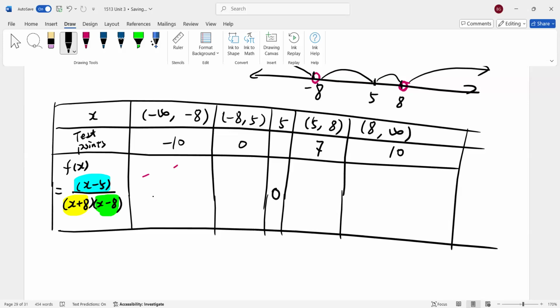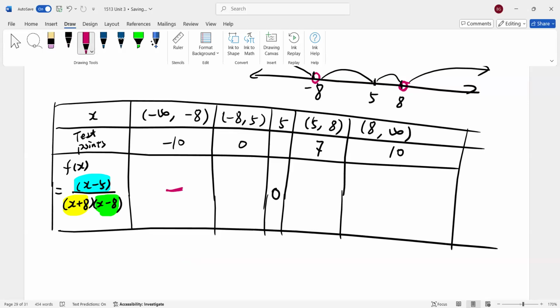And in the first interval, when we plug in negative 10, blue, negative. In the numerator, negative. Yellow, negative. Yeah, be very careful. Negative, negative. Green, also negative. So denominator, negative times negative become positive. Numerator is negative, denominator is positive, so the quotient is negative. All right?